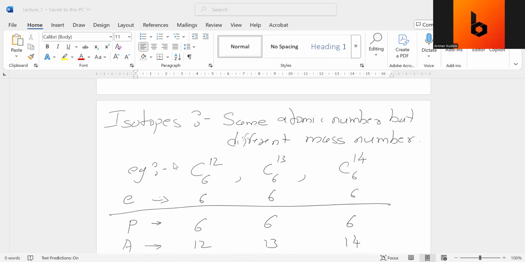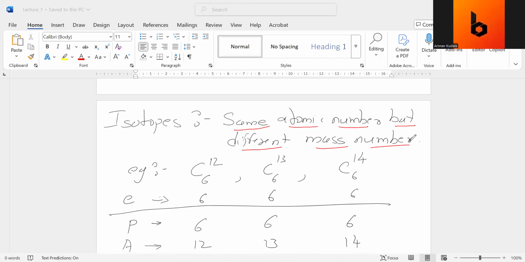So we are starting with isotopes. I want you to take down the definition that is written on the screen. It's a simple concept. What are isotopes? Same atomic number, but different mass number.